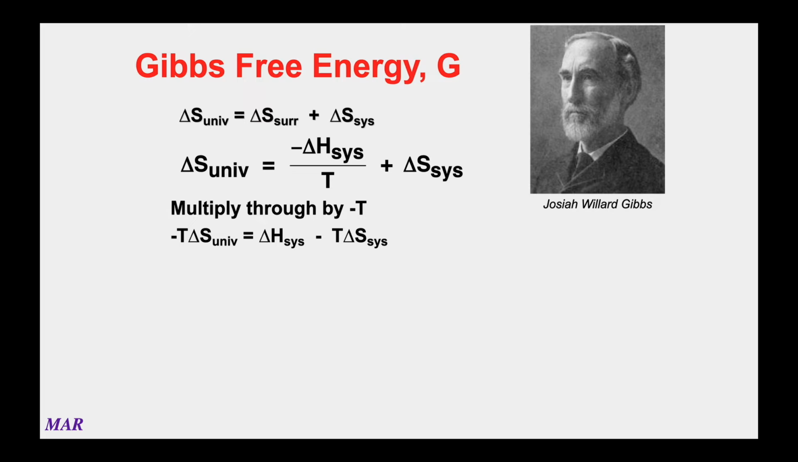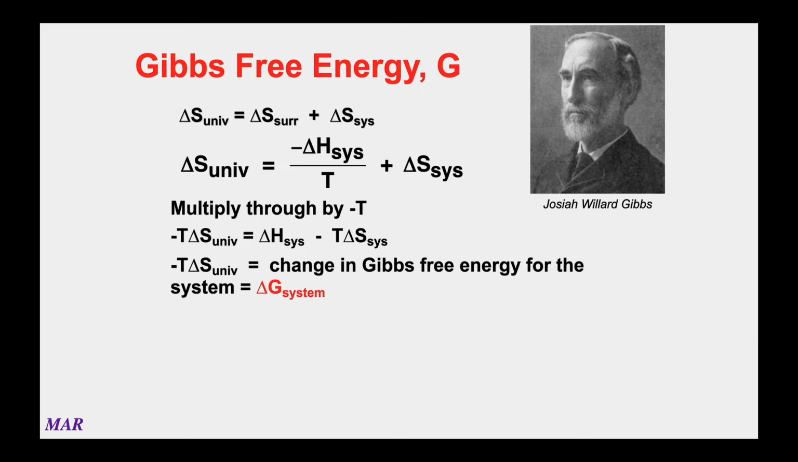But what people realized is that negative T times delta S of the universe, you can actually think about as its own thermodynamic quantity. And so what people did eventually is negative T delta S of the universe equals another thermodynamic quantity called delta G of the system. And delta G is what they refer to as Gibbs free energy. And Gibbs free energy is yet another thermodynamic quantity. So there's delta H enthalpy, there's delta S entropy, now there's delta G Gibbs free energy.